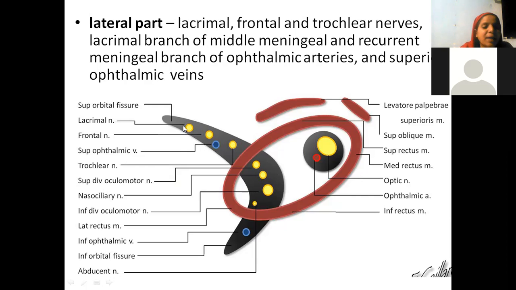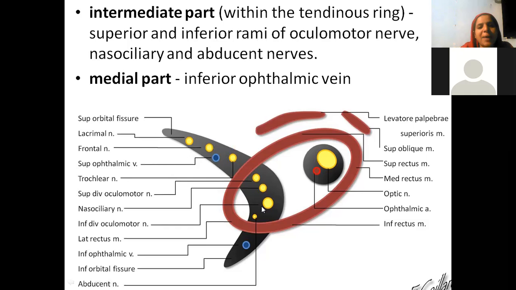You were trying to recollect LFT, right? So lacrimal and frontal are branches of the ophthalmic division of trigeminal. Even nasociliary is also a branch of the ophthalmic division of trigeminal. Okay. So like this, if you just practice this diagram, you will write in your own words.